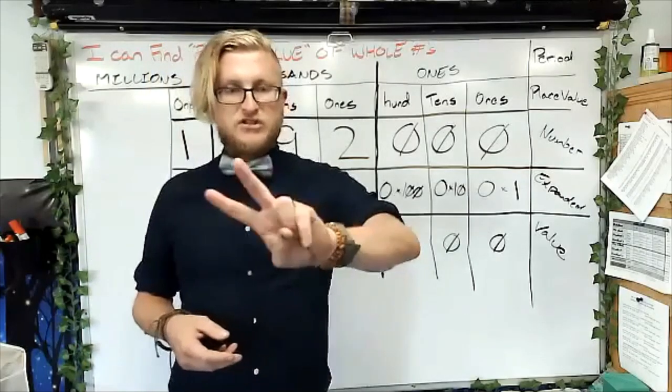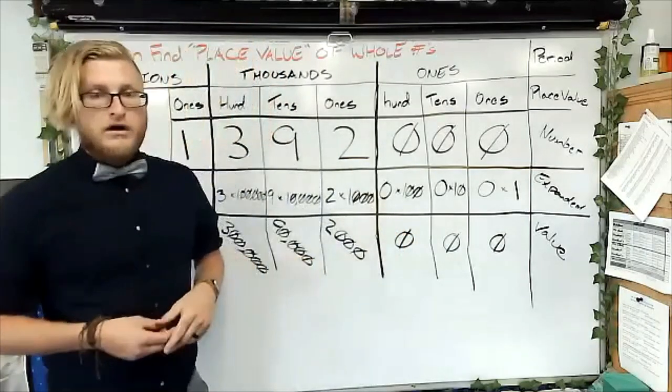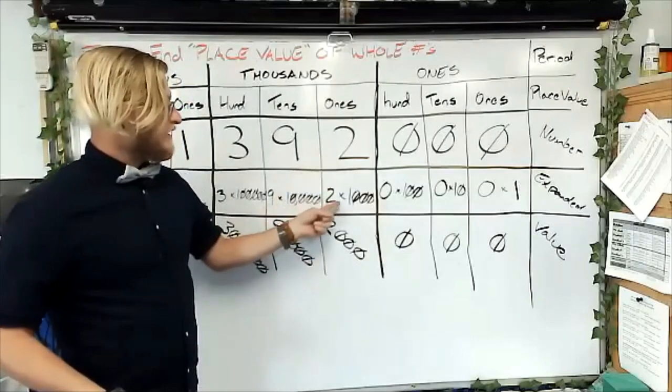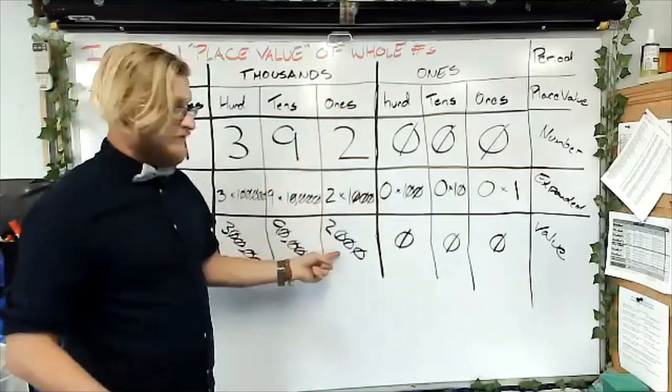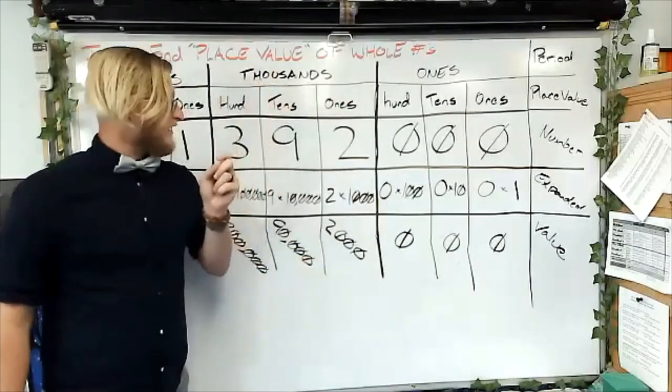Yeah, if you guys are saying two in the chat or holding up two fingers, you are accurate. So our expanded form looks like the value, the number we have, times its place value, which would give us a value of 2,000. Let's look at our 10,000s place value.